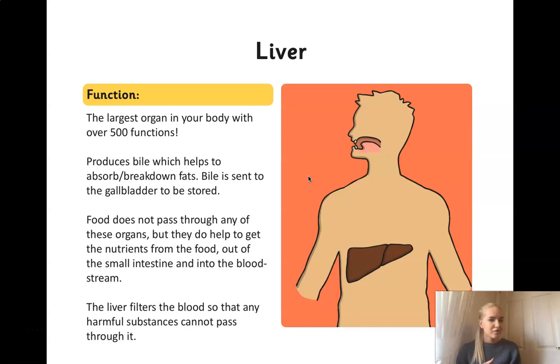The liver also does a really clever thing because it filters all of the blood. Have you ever filtered water before? When we filter water, we get all of the bad stuff out of it. And that's what the liver does with the blood. It filters the blood so that any harmful things, any things that are going to cause harm to the body, can't pass through. So it keeps us nice and safe. Isn't that so clever how it does that?